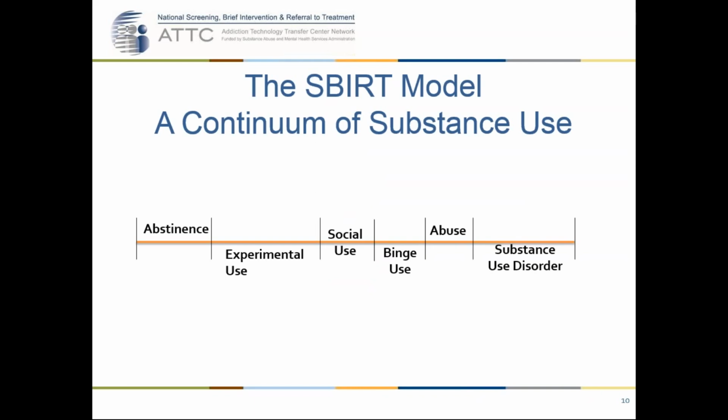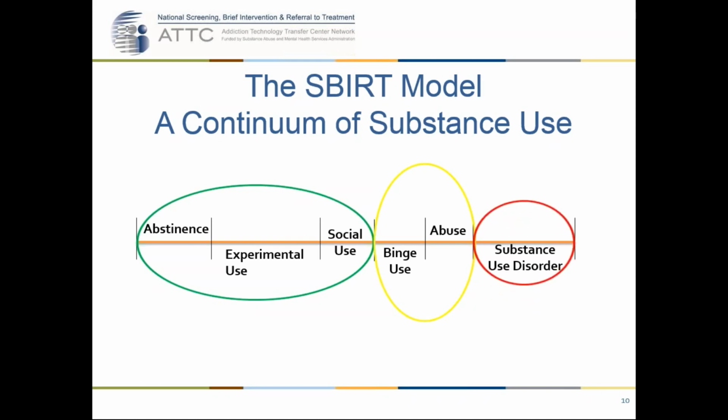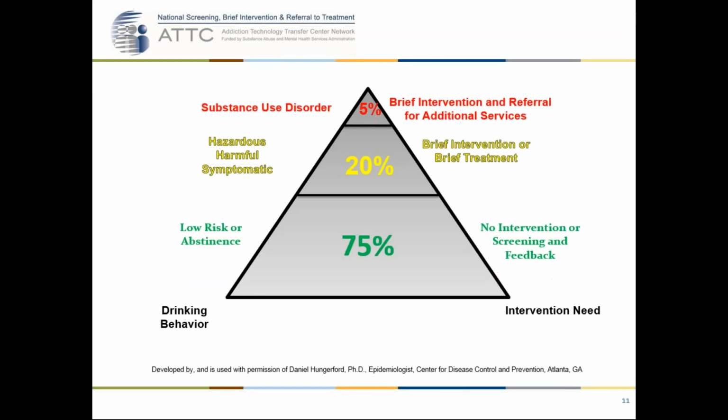Another way to look at this is along the continuum. The SBIRT model continuum looks at substance use this way. So yes, we have abstinence, but we talk about experimental use typically in young people. We have social use, and then now you're seeing more discussion around binge use, abuse, excessive use, harmful use, at-risk use, and that's where the SBIRT model, I think, is the sweet spot of applying those interventions at those risky levels. And yes, on this continuum, we still have those who have a substance use disorder, for which we would want to deliver them to more intensive treatment services.